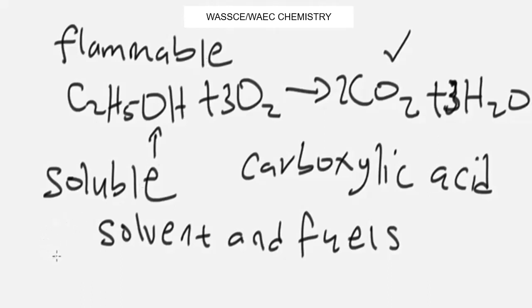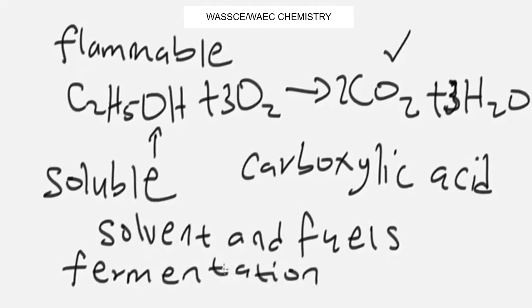Okay, and again, ethanol, which is a very special kind of alcohol, has many advantages over other alcohols. So ethanol can be made by fermentation. So take note of this for your MCQ questions. It could come out. Ethanol can be made by fermentation.